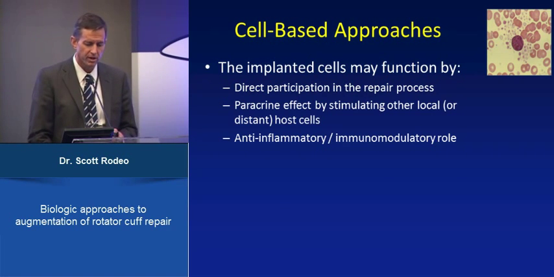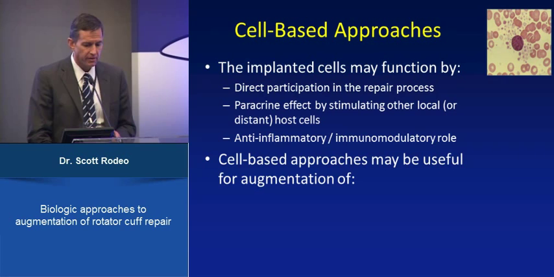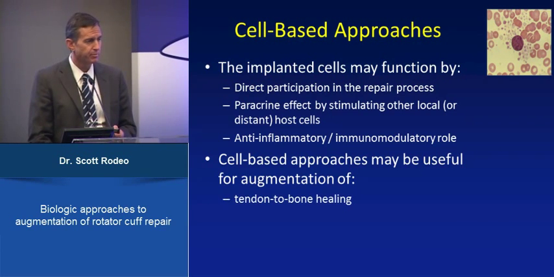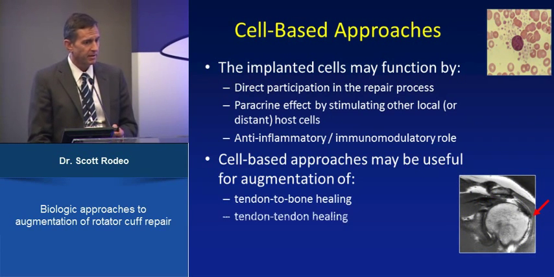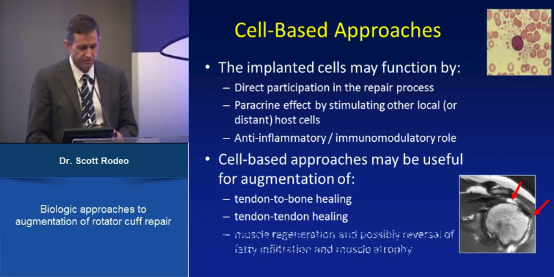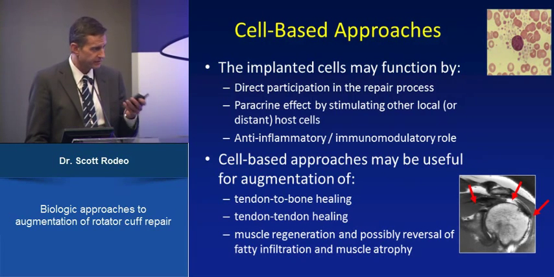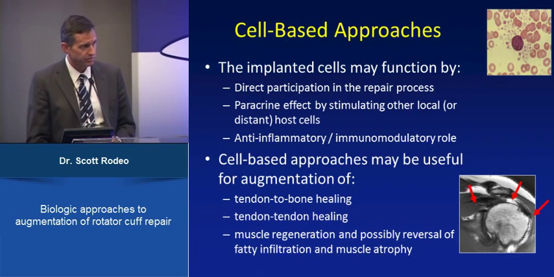And if we put cells into a rotator cuff repair, they may aid tendon to bone healing. They may aid tendon to tendon healing. And they also may have some effect on muscle regeneration and potentially reversal of the fatty atrophy and fat infiltration that we see in the muscle in rotator cuff tears.